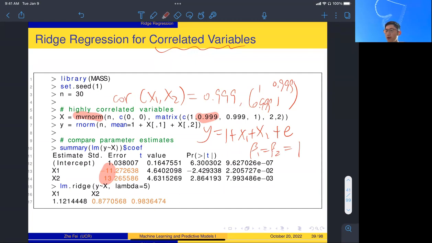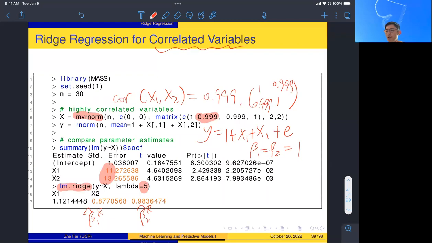And if we apply lm.ridge, that's the ridge regression, we can fit. And we pick a suitable lambda value, lambda equal to 5. And these are the coefficients we get. So we get beta 1 hat ridge equal to 0.87, and the beta 2 hat ridge is 0.98. They are much closer to the truth.